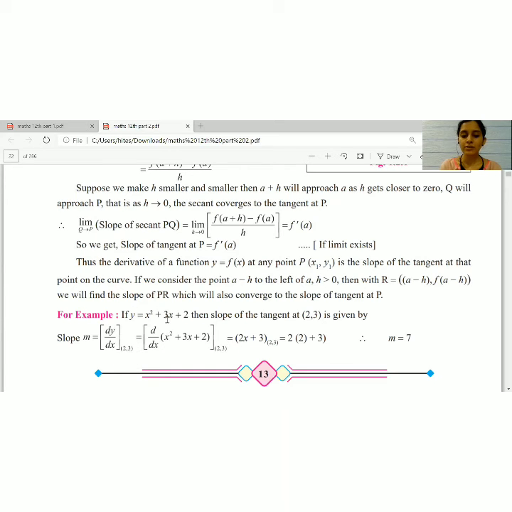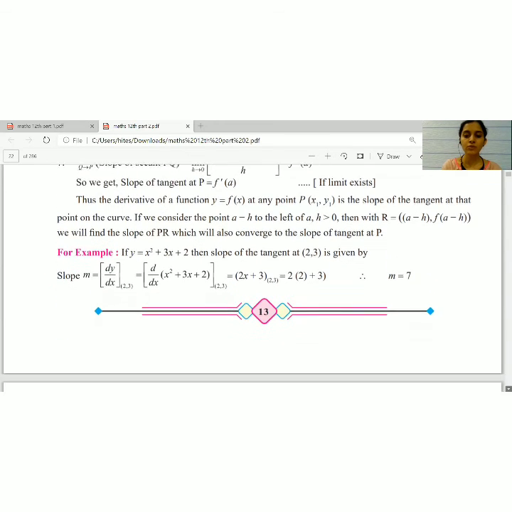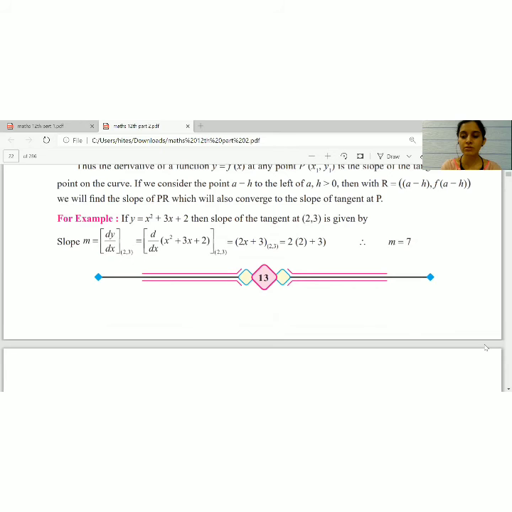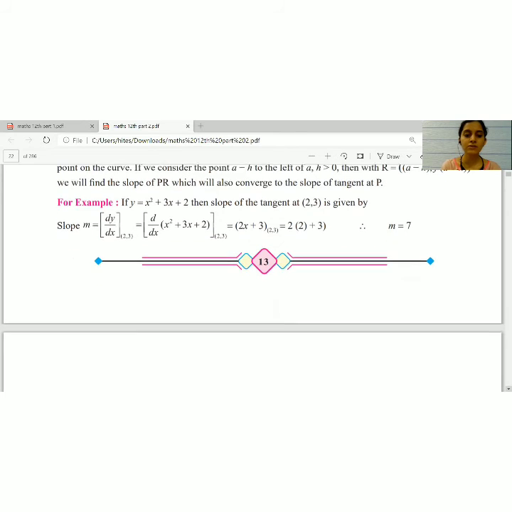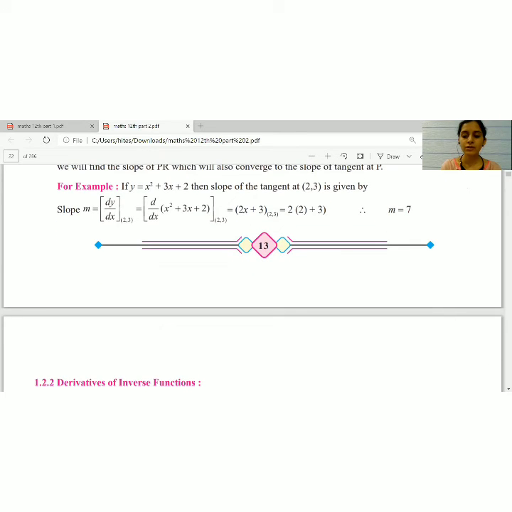So at any point, if I have to find the slope, how do we find it? We take the derivative of the function. So any tangent slope can be found out by finding the derivative of the curve. What is the derivative? dy by dx of the curve.